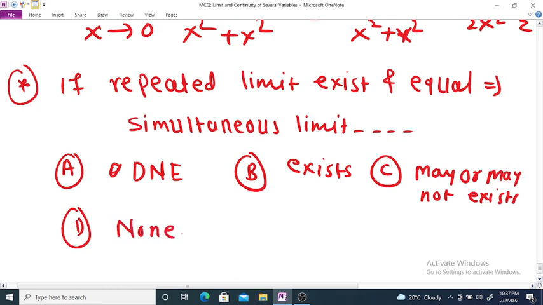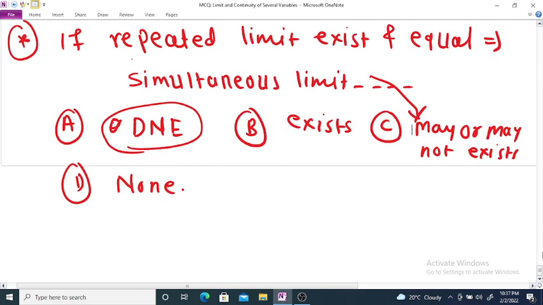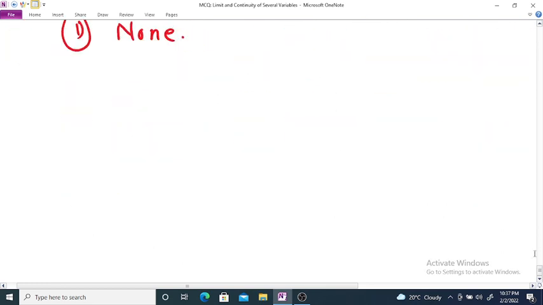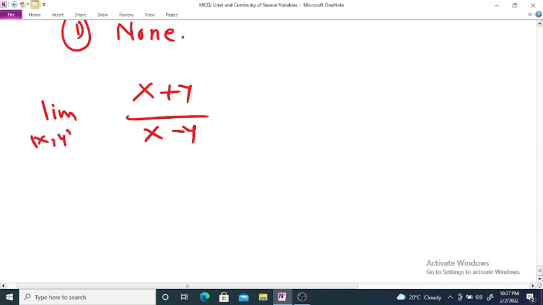So we know that if the repeated limits exist and are not equal, then the simultaneous limit does not exist. But if they are equal, in that case the simultaneous limit may or may not exist. So the correct option is C. For example, take x plus y divided by x minus y, limit (x,y) tends to (0,0). Here both repeated limits exist, but they are not equal. The first repeated limit is 1 and the other one is minus 1, so the simultaneous limit does not exist if they are not equal.